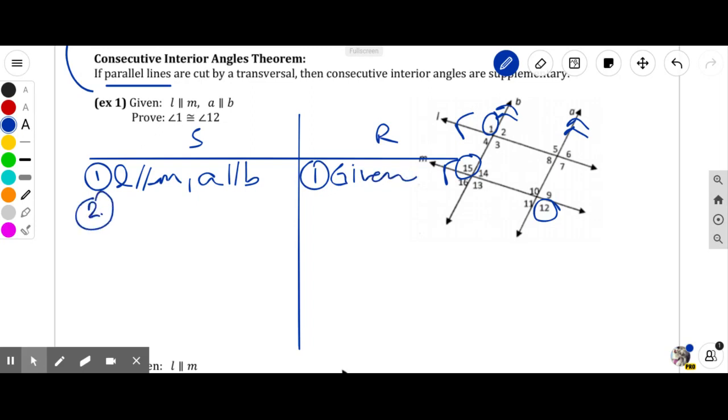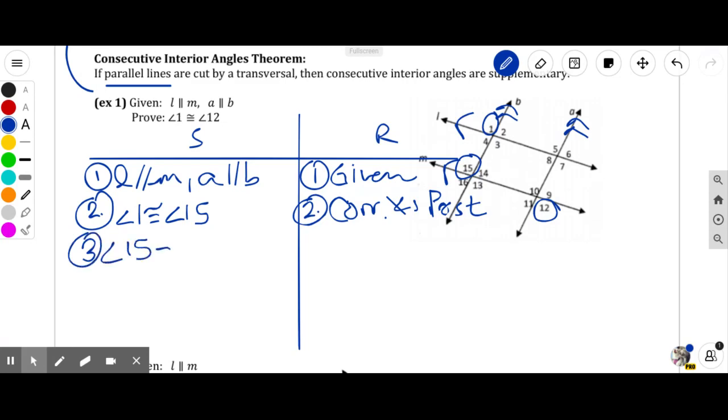Okay, so like I said, 1 and 15, and it doesn't matter the order that you do it in. And put an angle symbol. So angle 1 is congruent to angle 15. And since those are corresponding, that would be the corresponding angles postulate. Okay. Next, we can say 15 and 12. And those are alternate exterior. So that's the alternate exterior angles theorem.